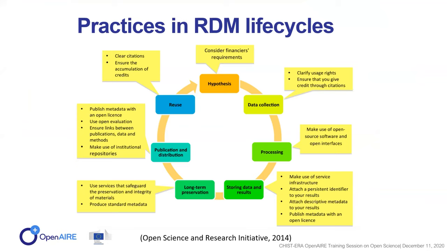Just to recap again, I think by now you know more than me and Emma about research data management lifecycles and the different steps and the different activities under each step. This is a research data lifecycle and the different activities. We start from hypothesis, where we have to consider the costs associated with each activity when we plan our data. We then move on to data collection, where we ensure that if we are reusing data, we don't violate any copyrights. We have a copyright clearance process that we follow, and we also give credit through citations to the people whose data we are using.